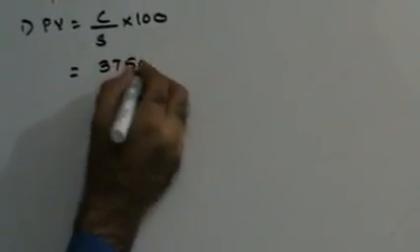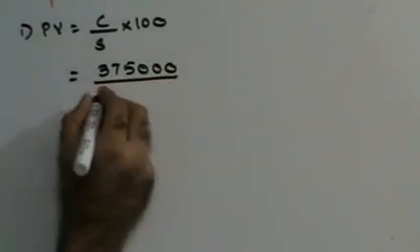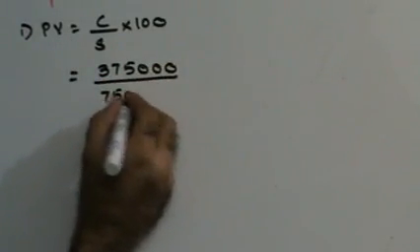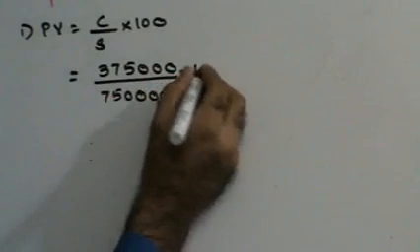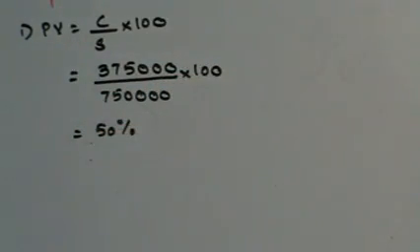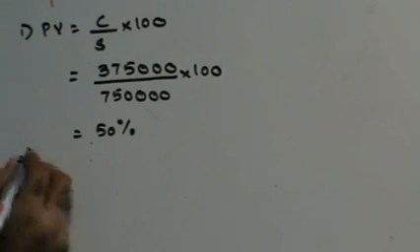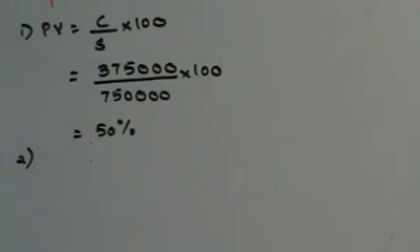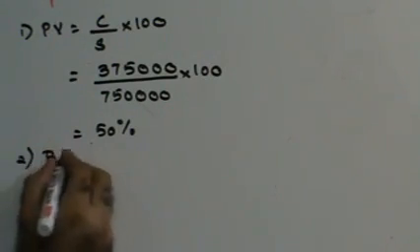Contribution is 3,75,000 divided by sales 7,50,000 into 100. So this is going to be 50%. Right? Once I have this, then they will ask you to find out PV and fixed, PV, BEP and MS.